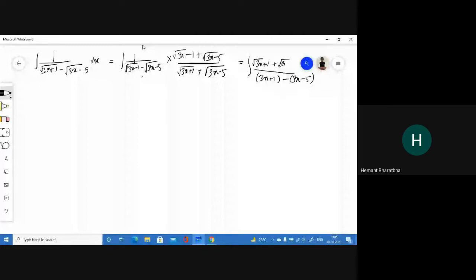So this is equal to integration of square root of 3x plus 1 plus square root of 3x minus 5 upon, here 3x minus 3x gets cancelled, and minus becomes plus. So 5 plus 1 becomes 6. This comes outside the integration, so this becomes 1 by 6 integration of under root of 3x plus 1 plus under root of 3x minus 5, the whole dx.